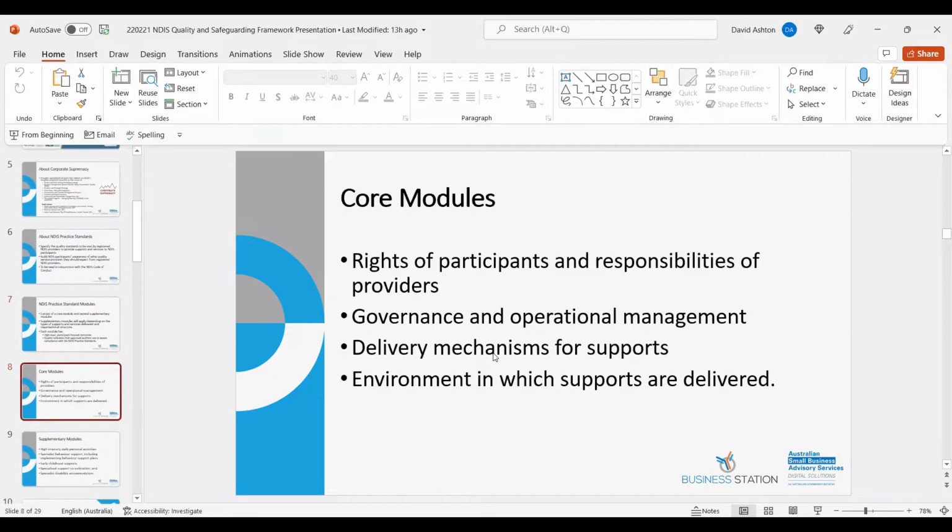So the core modules are the ones that you must deliver. As I said, they're core, so every organisation has to provide this. They are rights of participants, governance and operational management, delivery mechanisms for support, and the environment in which the supports are delivered. So they're the core modules that are important elements, and we'll go through each of those in this presentation.